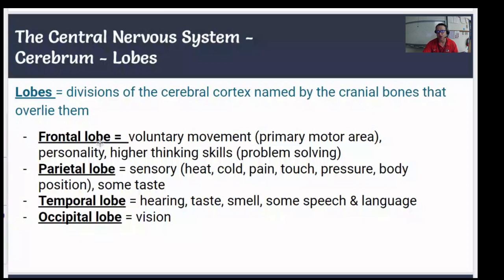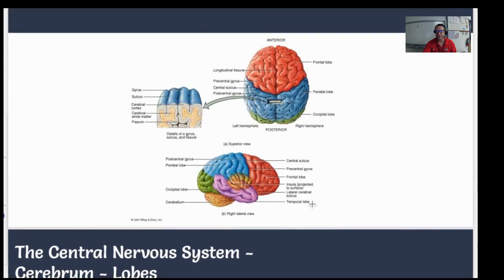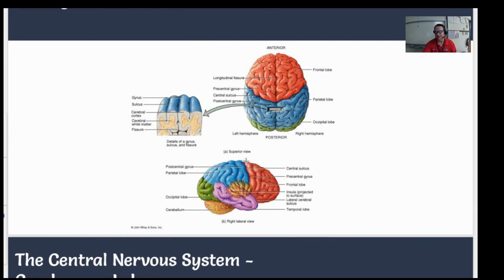And the four main lobes that make up your cerebrum. First one is your frontal lobe. That's where voluntary movements are. Remember, that's where your primary motor cortex was located. It's also where your personality is stored, higher thinking skills, problem solving. So that's all going to be in the frontal lobe. Let's go back up here. Remember, the frontal lobe is here. It's in red, just anterior, just in front of the central sulcus.